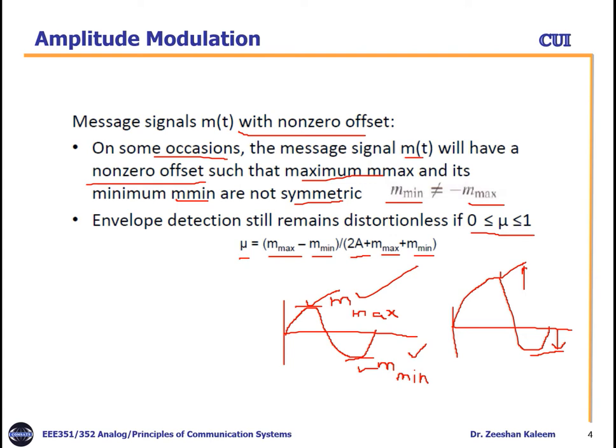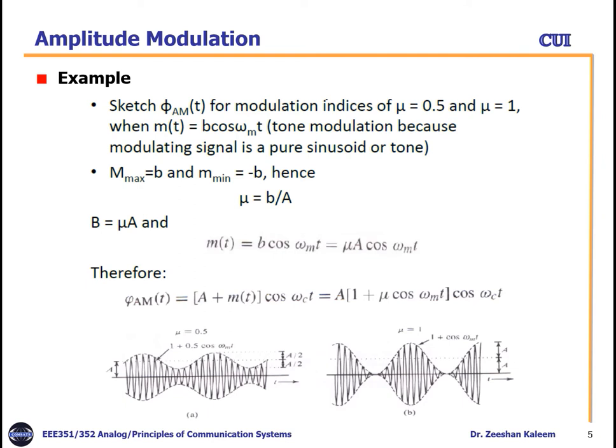This is an example to explain what is the effect of a modulation index on the signal if we vary the value of the modulation index. The example is: sketch phi AM(t). It means sketch the amplitude modulated signal, right? For the modulation index, we have two cases: mu equal to 0.5, and mu equal to 1. So for these two cases, A is 0.5, B is 1, we need to sketch phi AM.